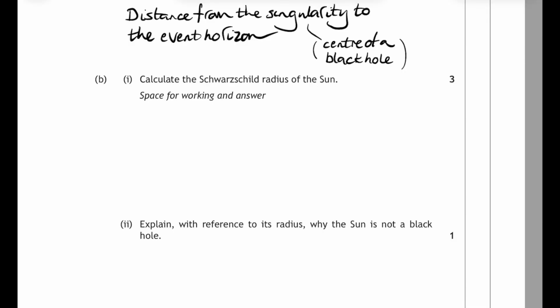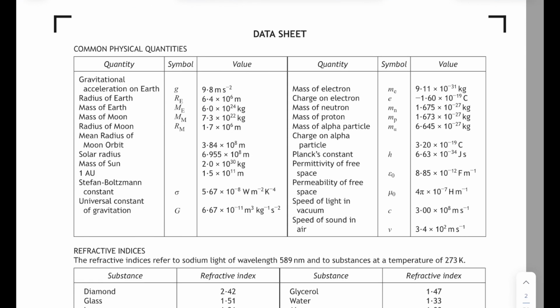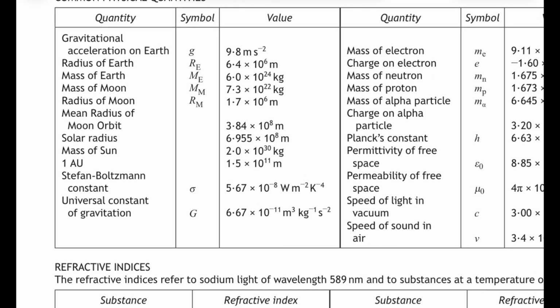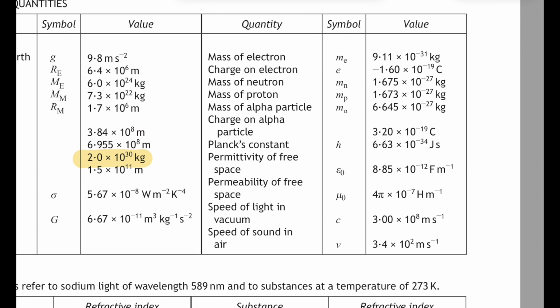Part B, calculate the Schwarzschild radius of the Sun. Well, any object can have a Schwarzschild radius. We just use the relationship and substitute in for big G, which is 6.67 times 10 to the minus 11. The mass of the object, which is the Sun in this case, we'll get the mass of the Sun on the data sheet. There it is. It's 2.0 times 10 to the 30 kilograms to two significant figures.